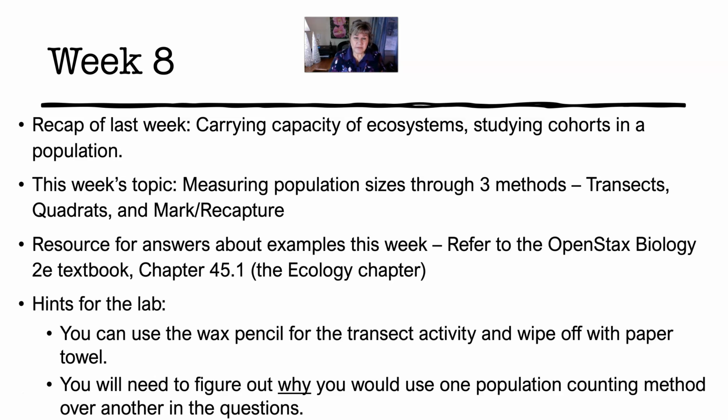Let me do a quick review for what we did last week. We learned about the carrying capacity of ecosystems, and that means how many members of a particular species an ecosystem can sustain without damage to the ecosystem, without the extinction of that species, and that sort of thing. So carrying capacity is very important, especially for the Department of Natural Resources wherever you live, because they determine hunting limits and species that are going extinct and that sort of thing.